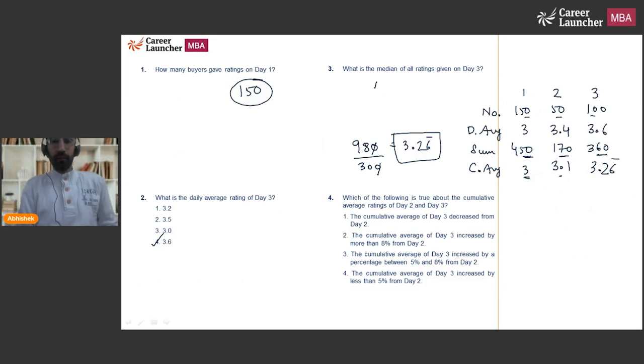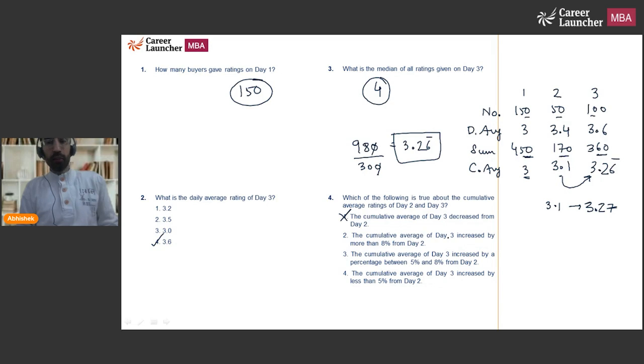And then finally, what is true about the cumulative average rating of day 2 and day 3? It changed from 3.1 to 3.26. If you don't want too much hassle, let's just change it to 3.27. 3.1 to 3.27. What is the percentage change? It decreased. This is not correct. The cumulative average decrease is not correct.